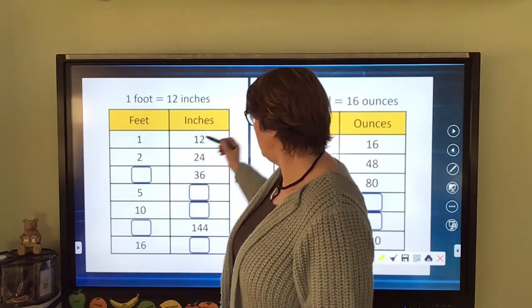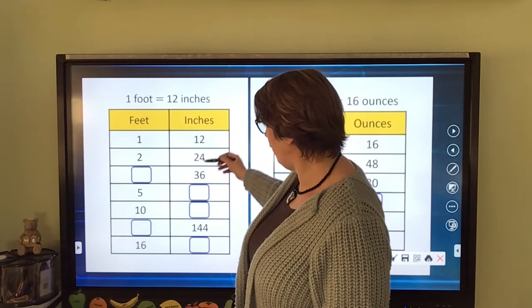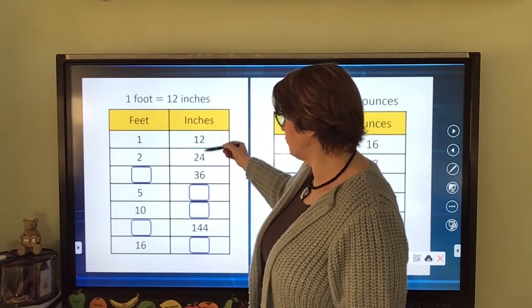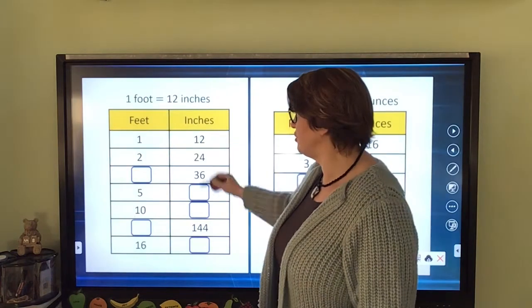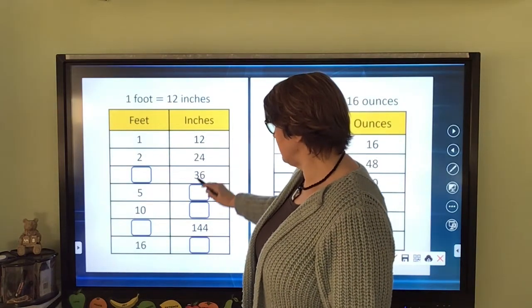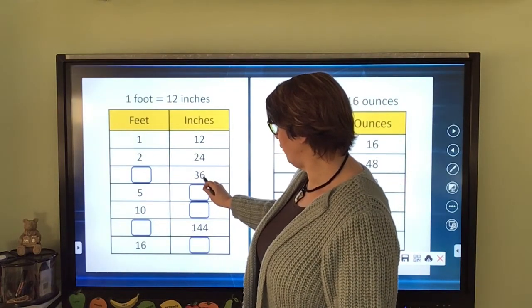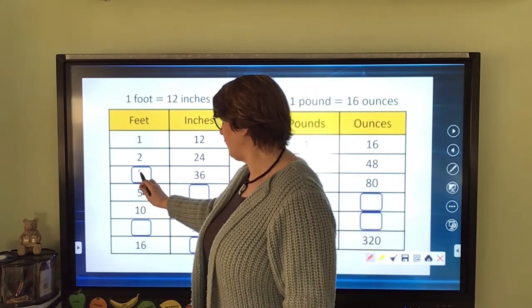If I know 12, 24, 36 clearly, that's the 12 times table, because it's inches. 12 inches make 1 foot. And knowing my 12 times table, I can see that's 12 times 3. So that's definitely 3.